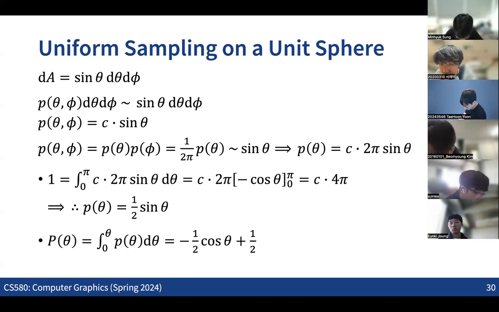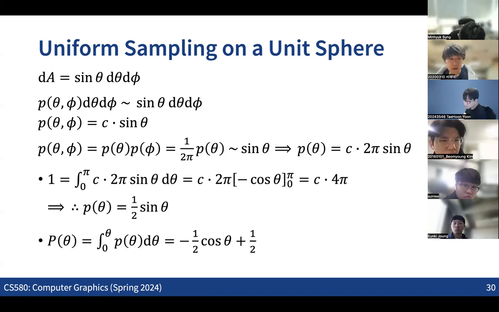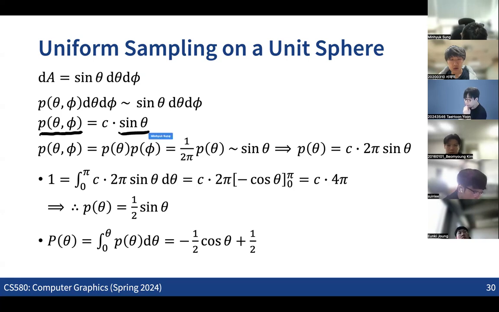Did you get results like this? Is it the same as you calculated? It's exactly the same approach: we are finding the PDF for theta and phi, and the function becomes proportional to sine theta.